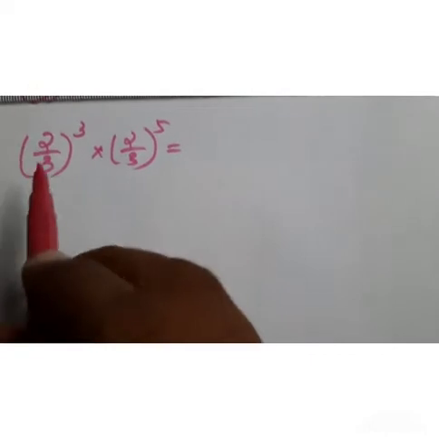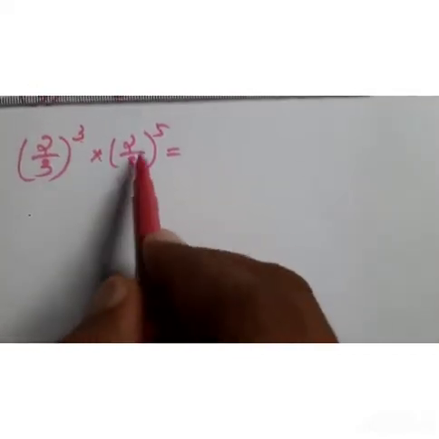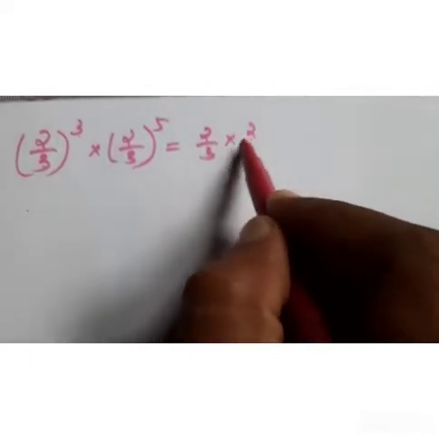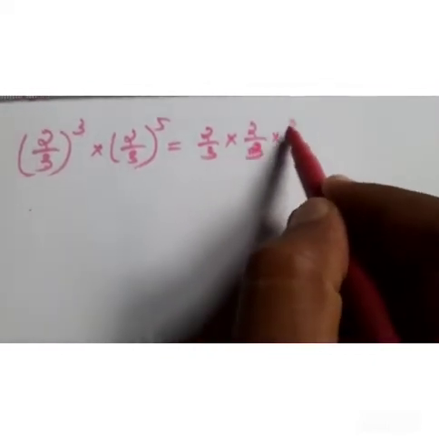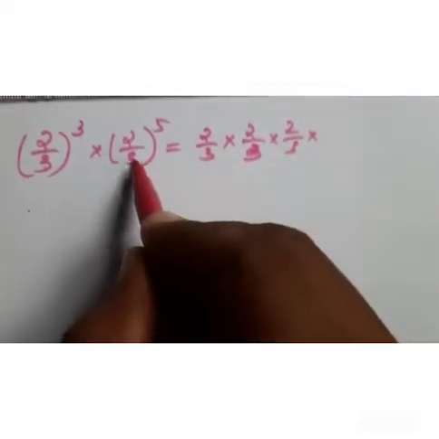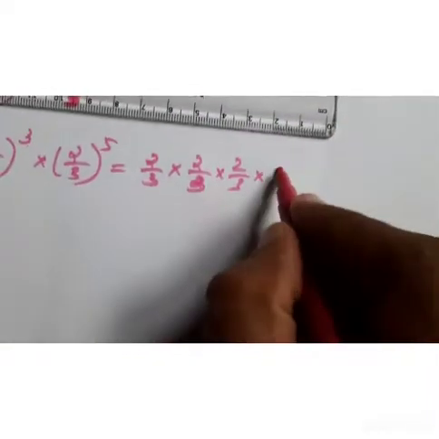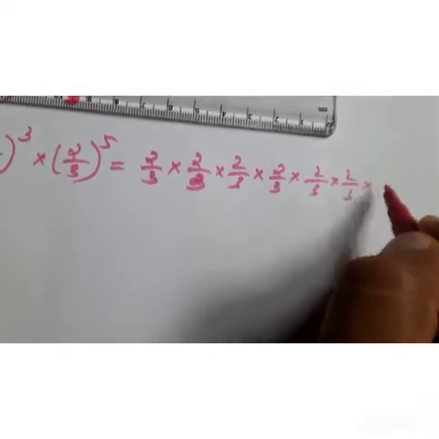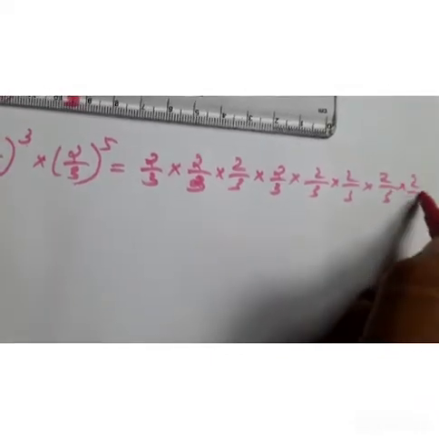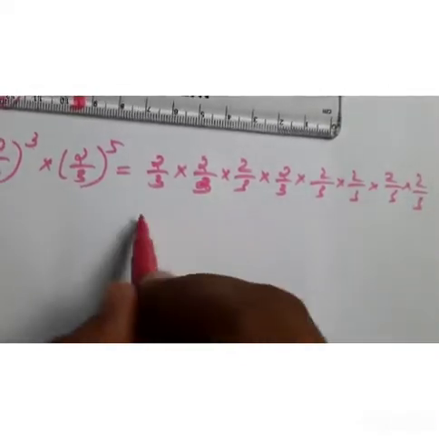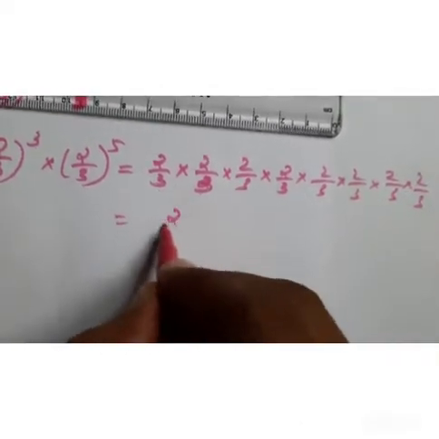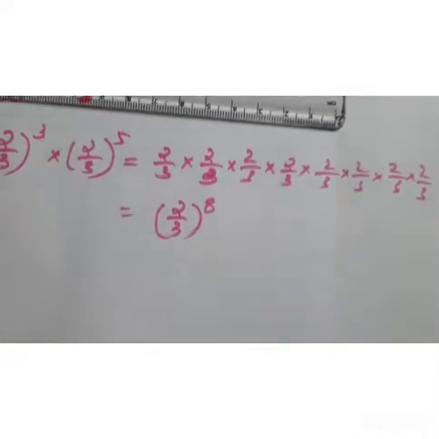How will you find this out? 2 by 3 raised to 3, into 2 by 3 raised to 5. First, 2 by 3 is multiplied 3 times, and 2 by 3 is multiplied 5 times. 2 by 3 into 2 by 3 into 2 by 3 and so on. How many 2 by 3s are there? 1, 2, 3, 4, 5, 6, 7 and 8. So we can write 2 by 3 raised to 8.